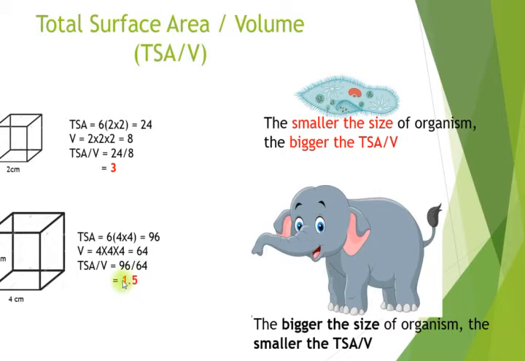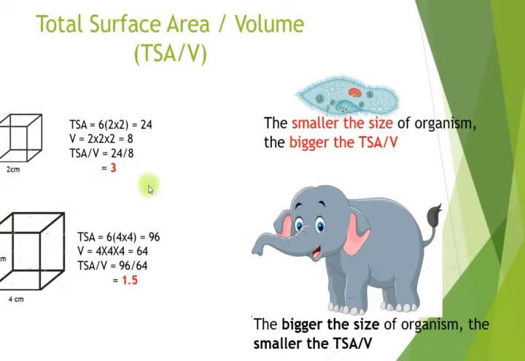So the TSA per V for this cube is 1.5. Which of the cubes here has a smaller TSA per V? The answer is the bigger cube. The bigger cube has a smaller TSA per V, while the smaller cube has a bigger TSA per V. I hope you can understand the analogy here.